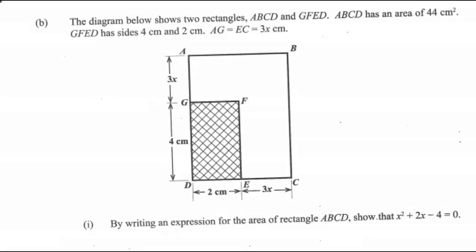The diagram below shows two rectangles, ABCD, as we can see, is a larger rectangle, and inside of that rectangle now we have GFED, and we are told ABCD has an area of 44, so the entire area is 44 centimeters square, and GFED has sides 4 and 2, as we can see there. AG is equal to EC, so AG, this length, is equal to EC, is equal to 3x.